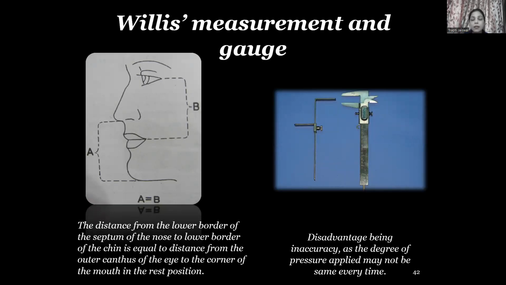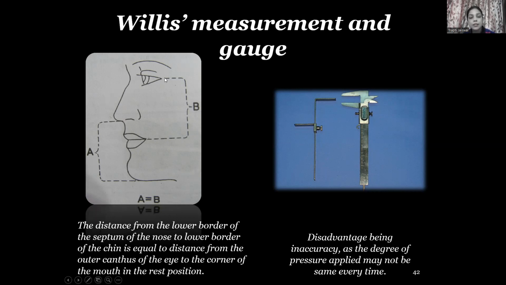Facial measurements. In this method, we use facial measurements as a guide to record the vertical dimension of occlusion. In the Willis measurement, the distance between the lower border of the septum of the nose to the lower border of the chin is equal to the distance from the outer canthus of the eye to the corner of the mouth, the rima oris, in the rest position. This is the device called the Willis gauge, and both measurements are compared and they should be equal. The disadvantage is inaccuracy, as the degree of pressure applied may not be the same every time.